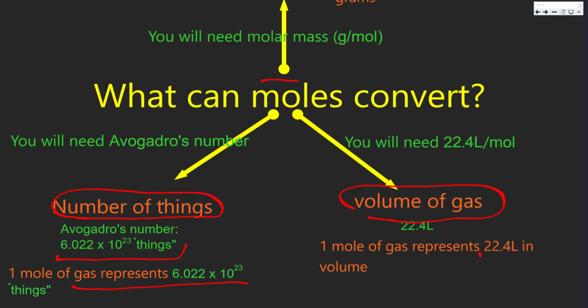Another one is that you can convert moles into a number of things. It could be atoms, molecules, whatever you want. That's your Avogadro's number. And the third one is the volume of gas. This one is strictly just based on the volume of the gas.